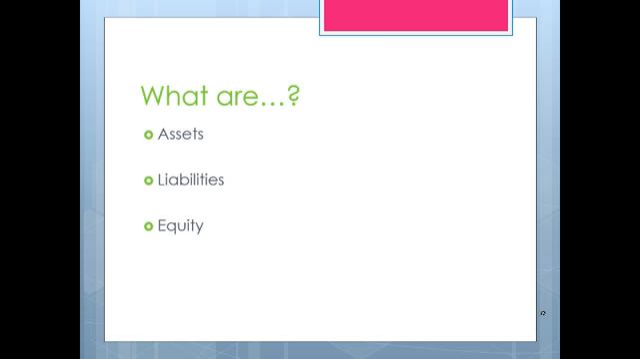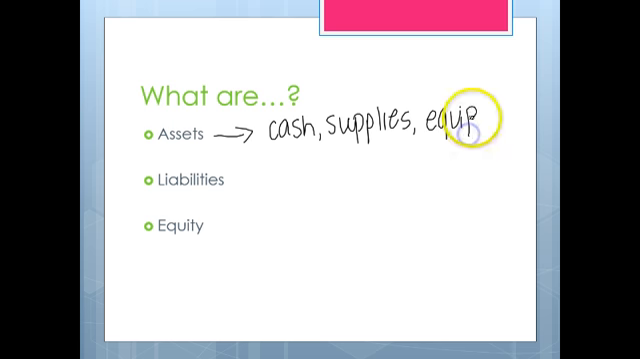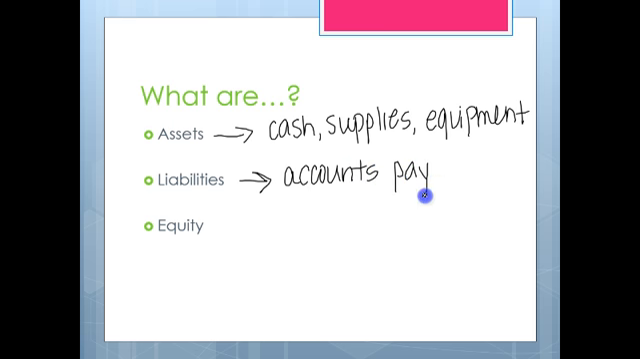Now you may be asking, what are assets, liabilities, and equity? Assets are going to be resources that are owned by the business. A couple of great examples of assets include cash, supplies, and equipment. Next, you may be asking, what are liabilities? Liabilities are going to be debts of the business or rights of the creditors. A great example of a liability account is going to be accounts payable. And then our equity, these are going to be rights of the owners.